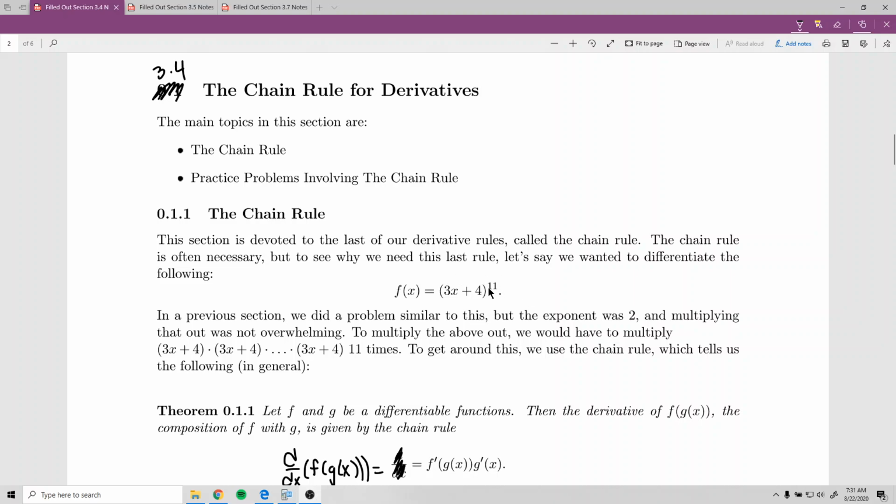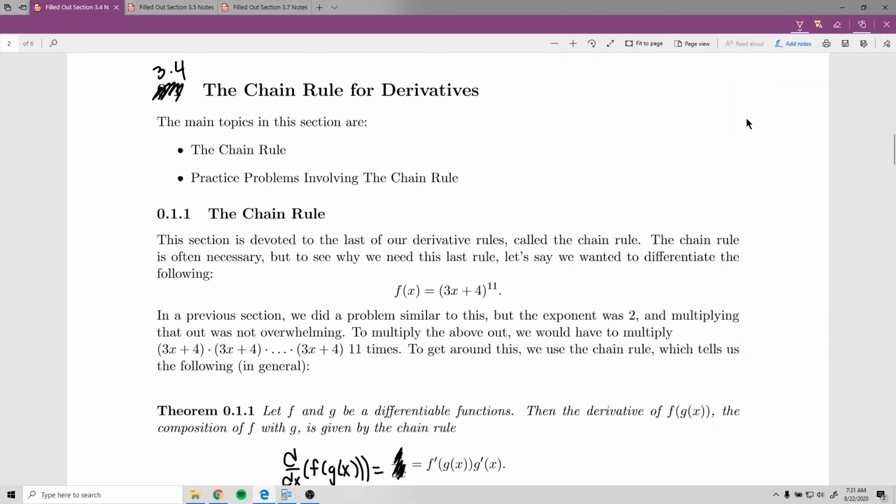But when it's raised to such a big power like this, it's like multiplying 3x plus 4 11 times. Going back to the two ways we could have done the squared one, we'd have to multiply 3x plus 4 times 3x plus 4 11 times, or we would have to do the product rule 10 times. You would start with the first two and do the product rule, get something new, then do it with the third one, get something new, and then do that result with the fourth one, and so on. It would take a very long time.